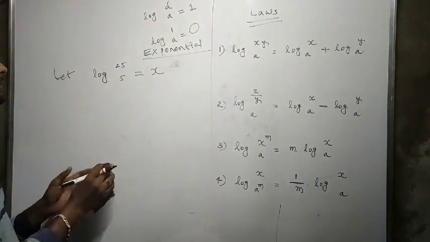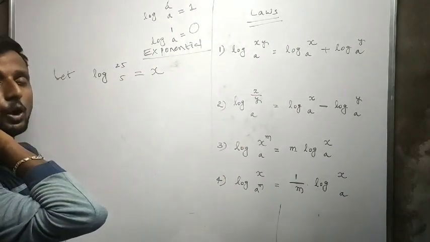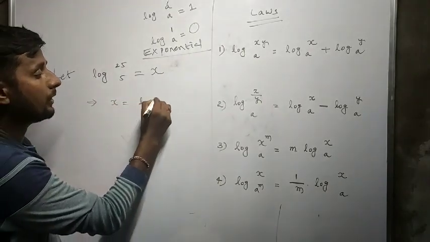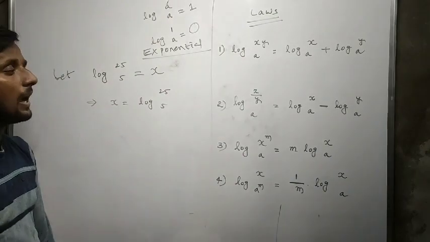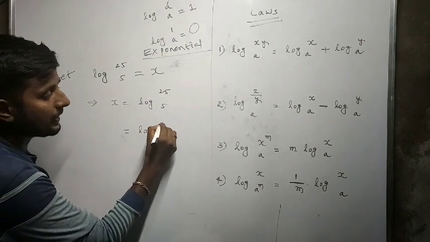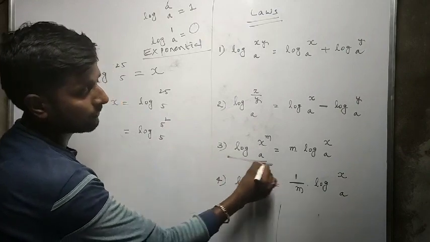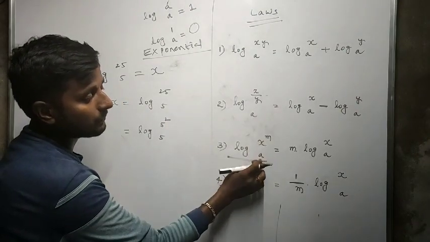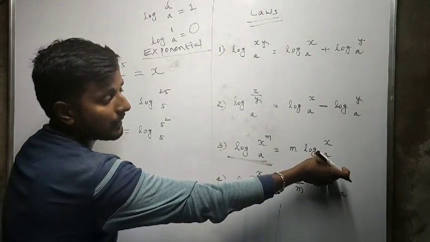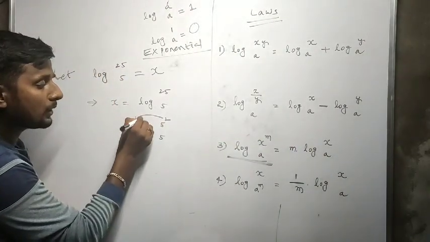Now I'll solve the same problem in logarithm form. Next, I'll write x is equal to log 25 to the base 5. As we know, 25 we can express as 5 square to the base 5. Any formula? Yes, the third formula: log x power m to the base a is equal to m into log x to the base a. The m has come in front of the log, so here also the 2 comes forward.